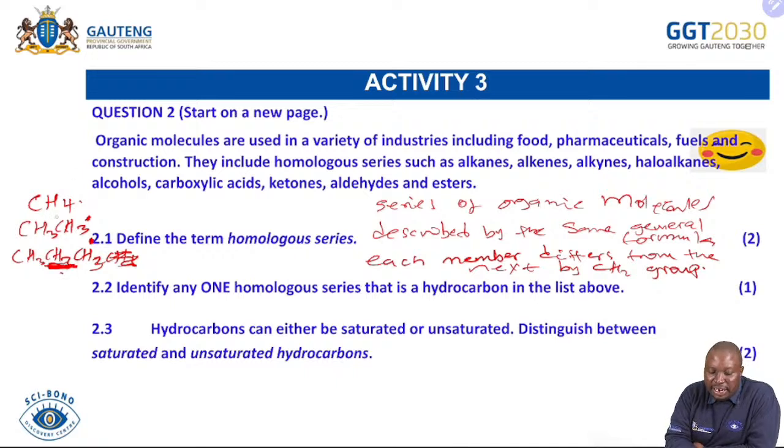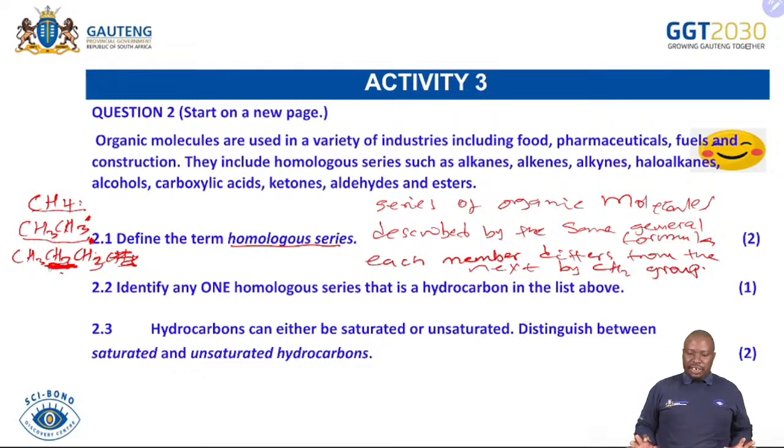And you can even check the difference between CH4 and the CH3-CH3, the difference is still CH2. So hence we call them a homologous series. They are a homologous series because each member differs from the next by CH2, and because they are described by the same general formula. So you have to know that definition of what a homologous series is, and you'll be able to get your 2 marks. Our keywords we are looking for: described by the same general formula, and each member differs from the next by a CH2 group. I hope you have understood that.